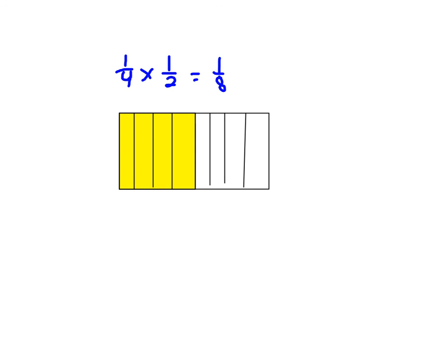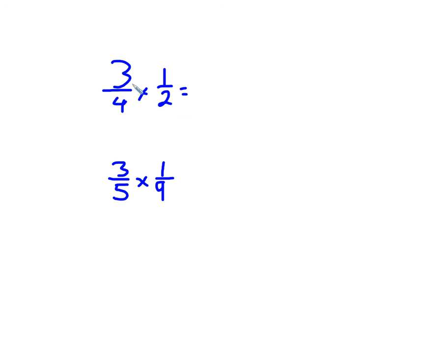So let's look at one more problem here. So we have 3/4 times 1/2. We're not going to draw the pictures this time, but we know we have a piece that's cut into half, so I have 3/4 of that. So 3 times 1 is 3, 4 times 2 is 8.